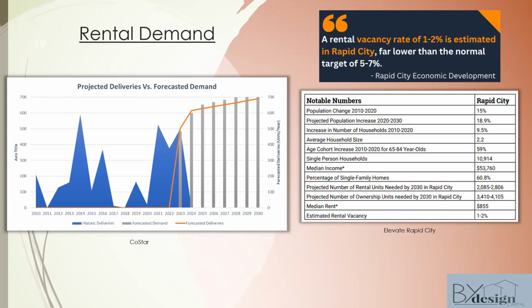Historically, the largest number of deliveries in any given year in Rapid City was 600 units. We're projecting that we'll get more than that, but it is really tough to get a whole lot more than that in a tertiary market like this. And our demand, as you can see on those gray bars, is certainly going to outpace it. So all that being said, we know we'll still have strong demand for rentals. We know it'll drive our vacancy to continue being low, and it'll help those rents come up.